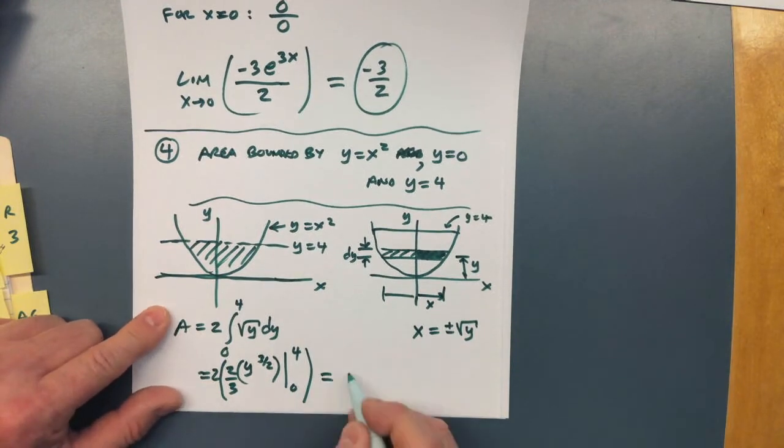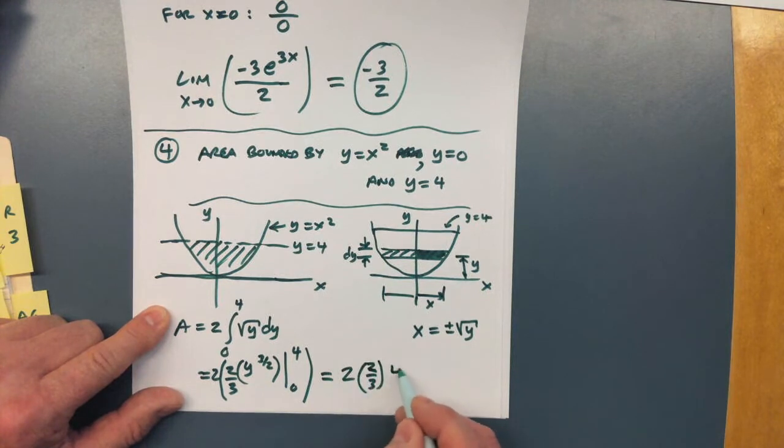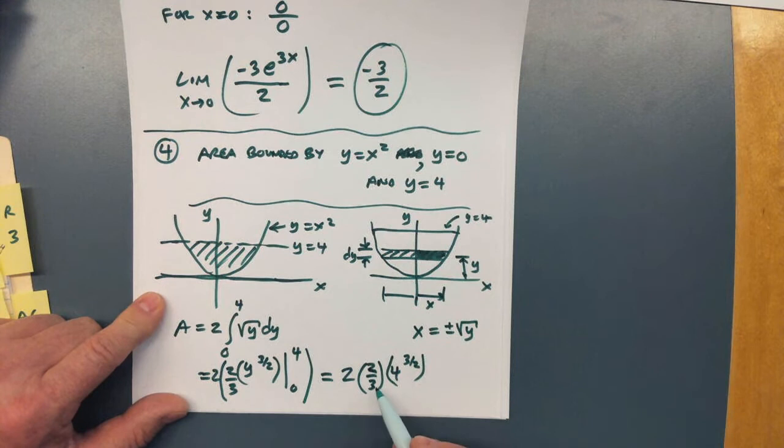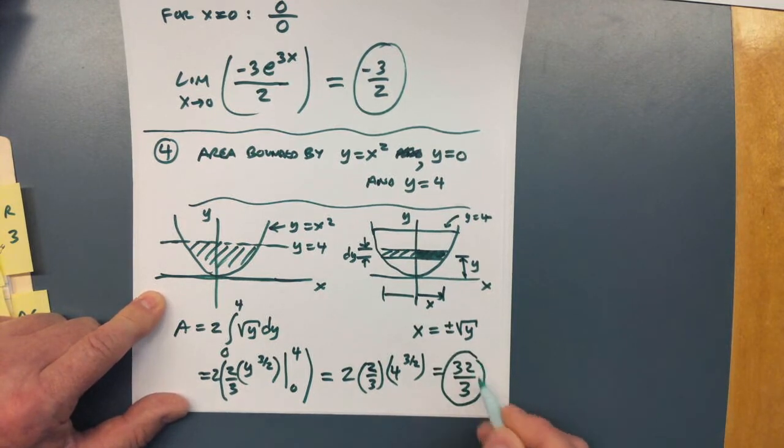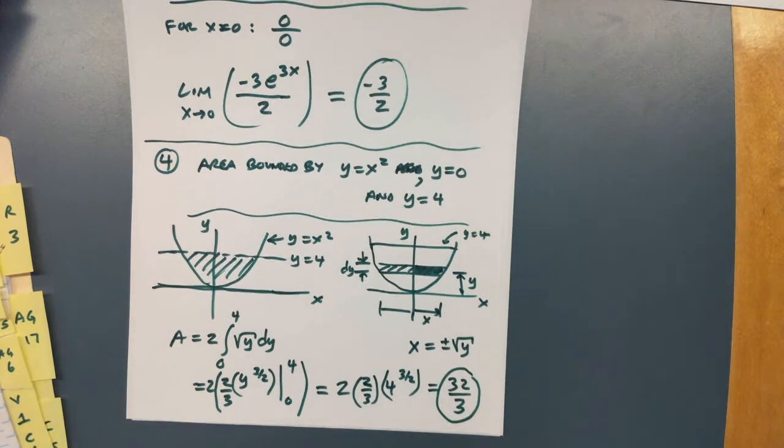So substituting in the limits, we get 2 times 2/3 times 4 raised to the 3/2, which is the square root of 4, which is 2. 2 cubed is 8. 2 times 8 is 16 times 2 is 32 divided by 3. That's our final result. So that's using horizontal strips.